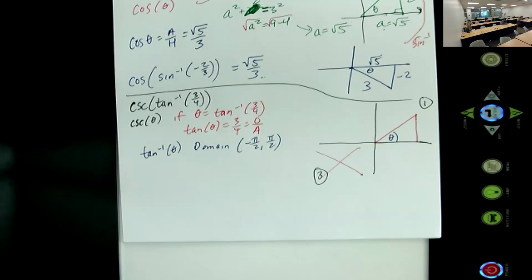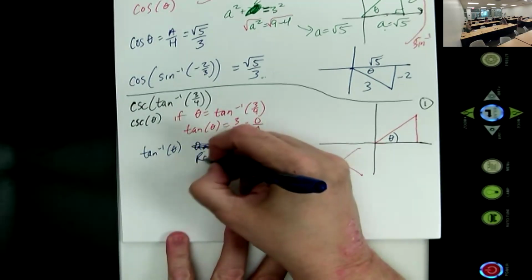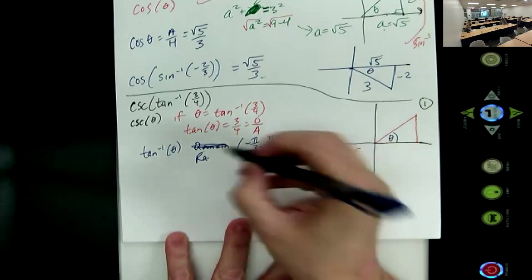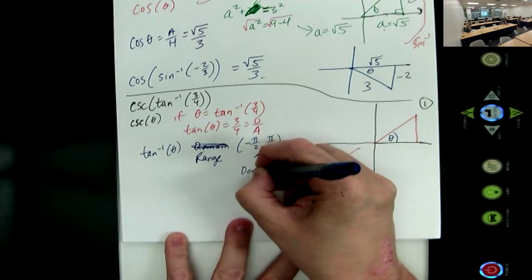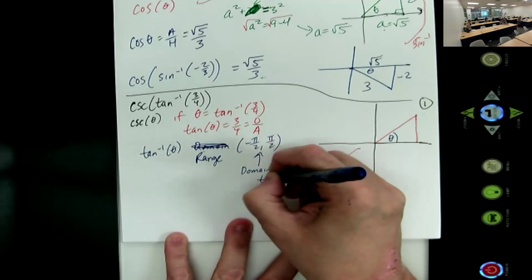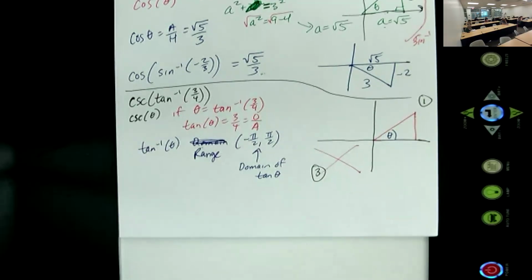What's wrong, Jordan? For my notes, I had domain is -infinity to infinity. But I must... Yeah, sorry, that's the range, sorry. Okay. And that's the domain of tangent. And that's what we're looking at, we're looking at tangent right now. You're right. I said that wrong. So it's the range of tangent inverse, but it's the domain of tangent.